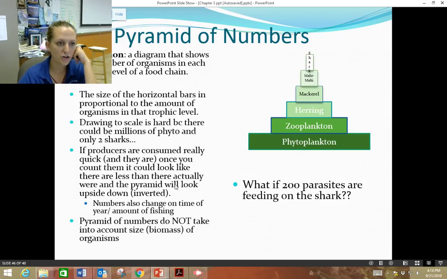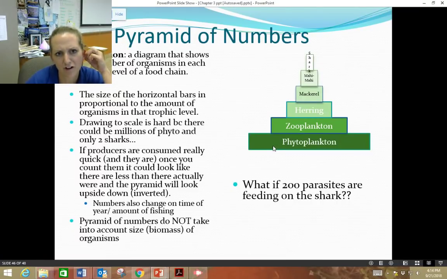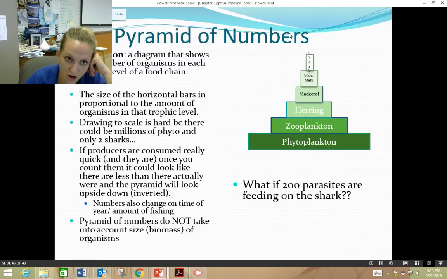Now, it is hard to do this. It's hard to keep it to scale because your phytoplankton might be in the millions because they are microscopic, whereas your shark, you might only have like two sharks in this specific ecosystem. The horizontal bars need to be proportional to the amount that are in that trophic level. We should not have more predators than we do prey. However, we can have 200 parasites feeding on the shark because parasites are not a predator to sharks. They are a parasite to sharks.